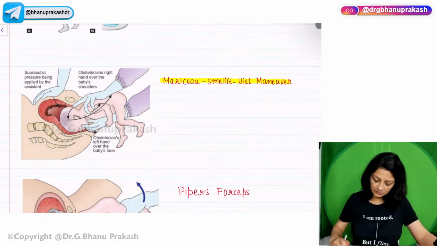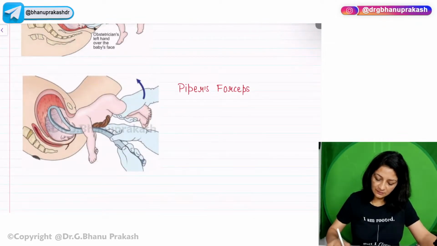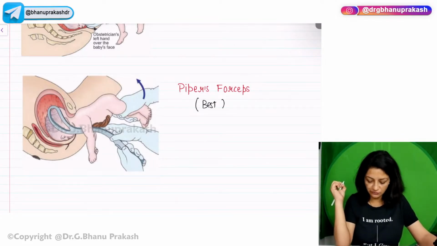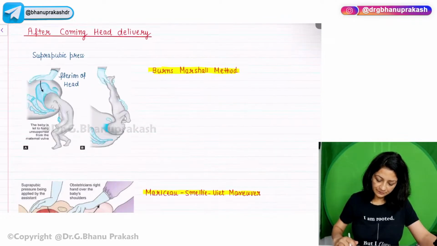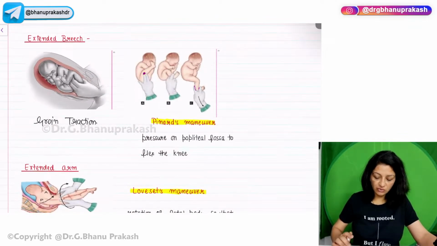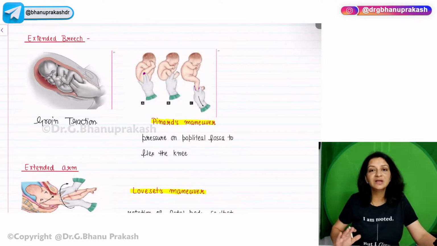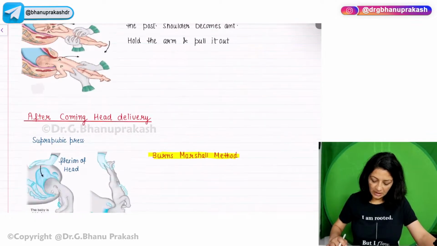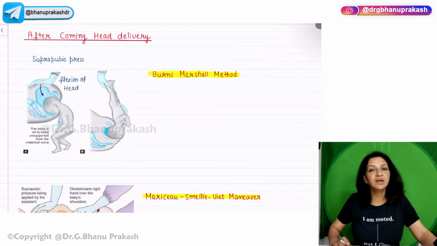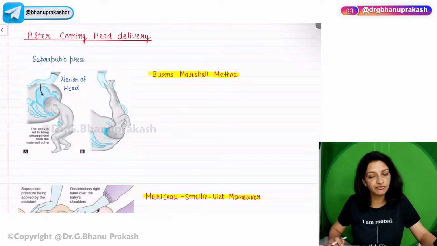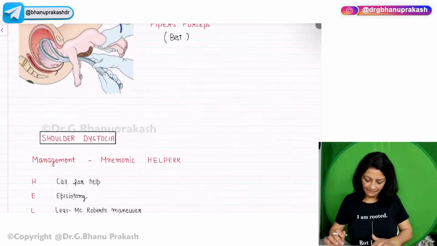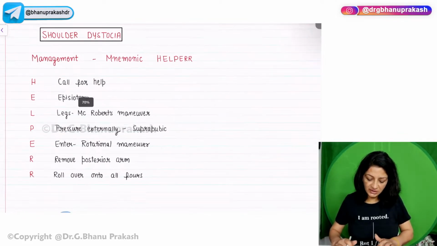So third one, the best one, is Piper's forceps. So please remember, in case of extended breech, groin traction and Pinard's maneuver, just remember the names of the maneuvers. Extended arm, Lovesett's maneuver. After-coming head, Bernard-Marshall's maneuver, Mauriceau-Smellie-Veit maneuver, and Piper's forceps. So I think in breech presentation this is what is important.